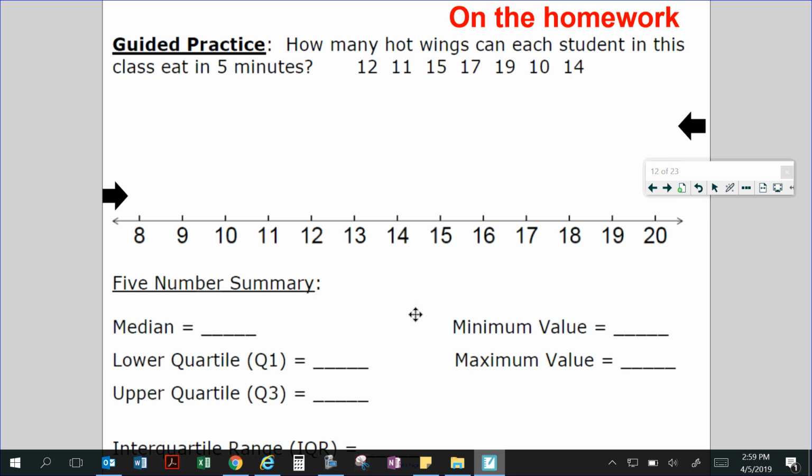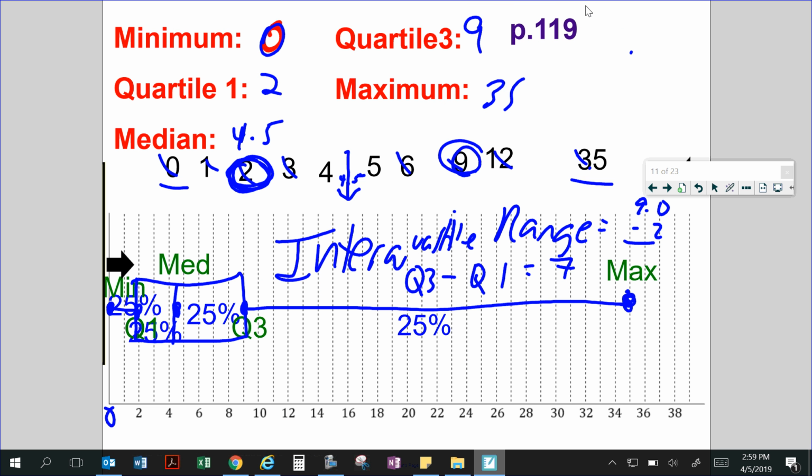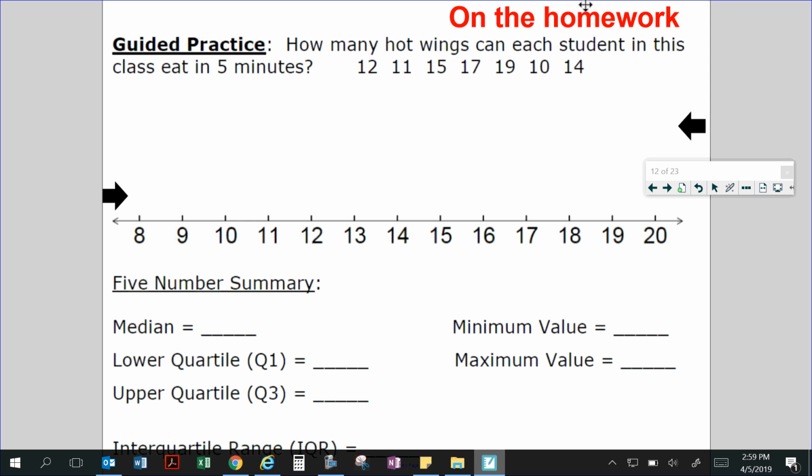All right, so let's look at our notes. Turn your paper. Let's look at our notes now. Tape that yellow paper to page 119. Now it's time to practice, and then you're going to do some on your own. How many hot wings can each student in this class eat in 5 minutes?